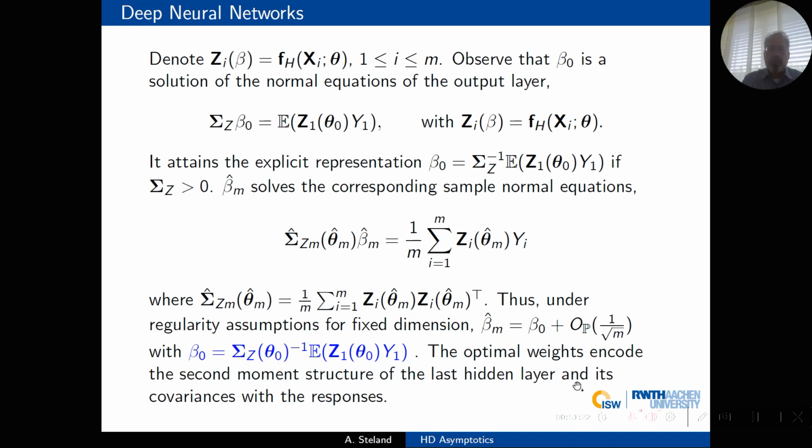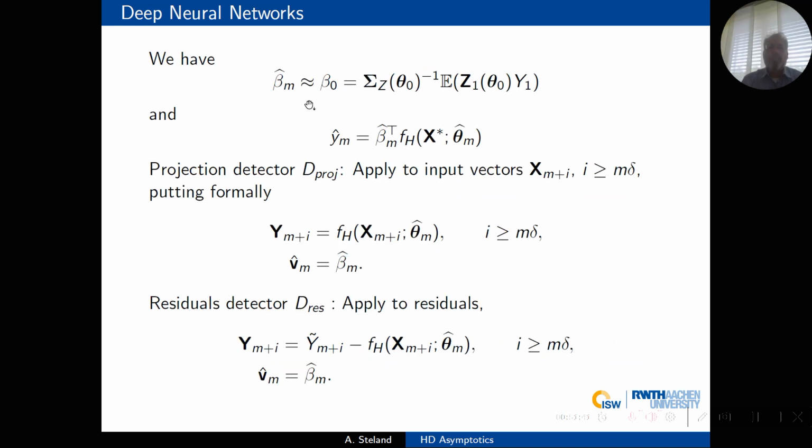So we see that the optimal weights, and we have a formula for them, encode the second moment structure of the last hidden layer and its covariances with the responses. This is encoded into the optimal weights of the output layer. And our estimate approximates this up to an error.